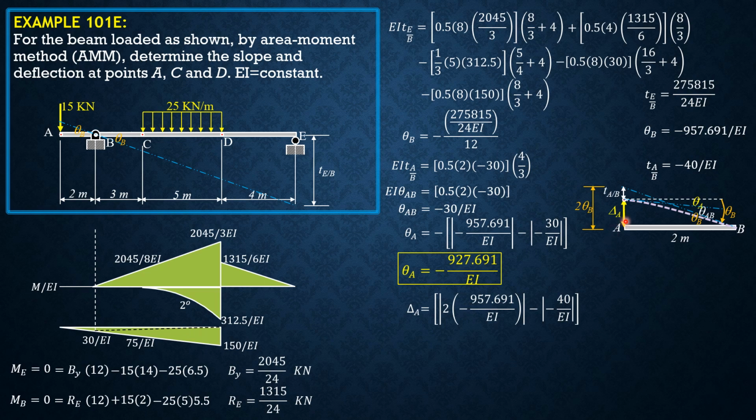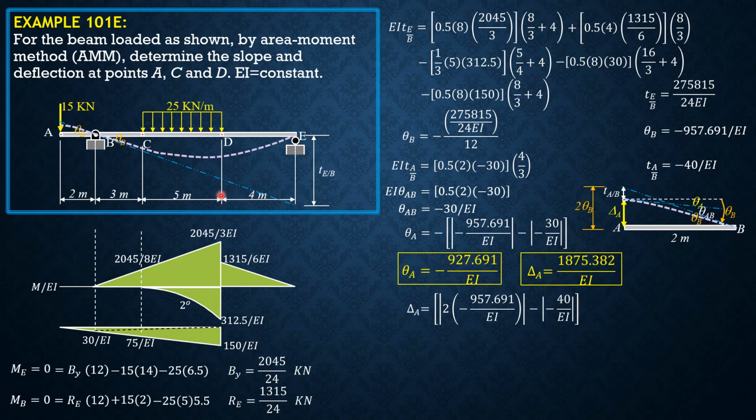Then from the figure, delta A is positive of absolute value of 2 theta B minus deviation of A relative to the tangent at B, which we already computed. So therefore, delta A is positive 2 times theta B minus deviation of A relative to the tangent at B, absolute value, so minus negative 40 over EI. So delta A is equal to positive 1875.382 over EI.